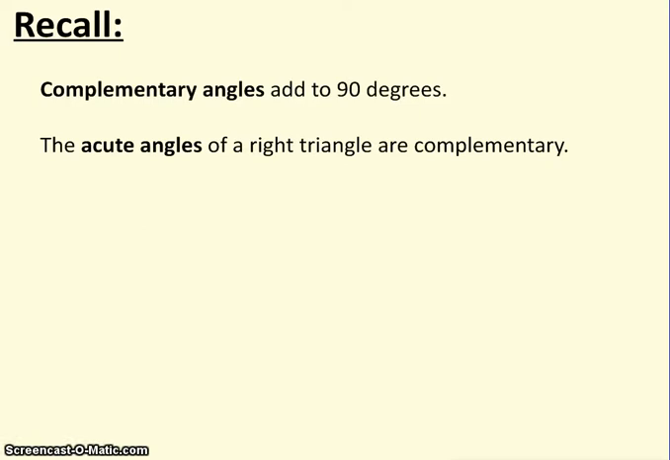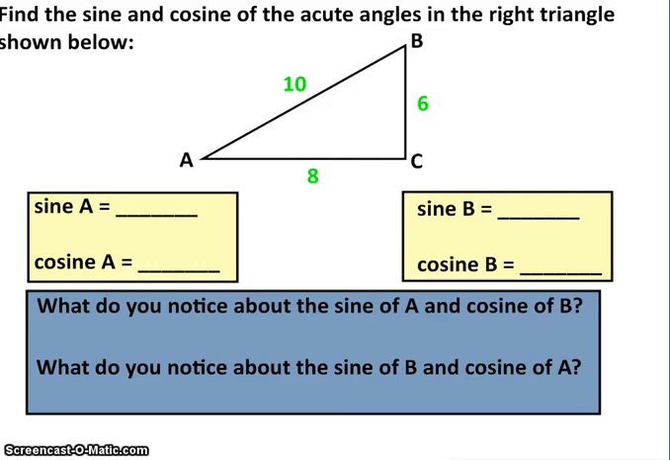Also, the acute angles of a right triangle must be complementary, because if I have a right triangle, this is 90 and all three angles add to 180. 180 minus the 90 I already know will leave me with 90 degrees for these two angles. Alright, so take a minute, find the sine and cosine of both angles A and B.